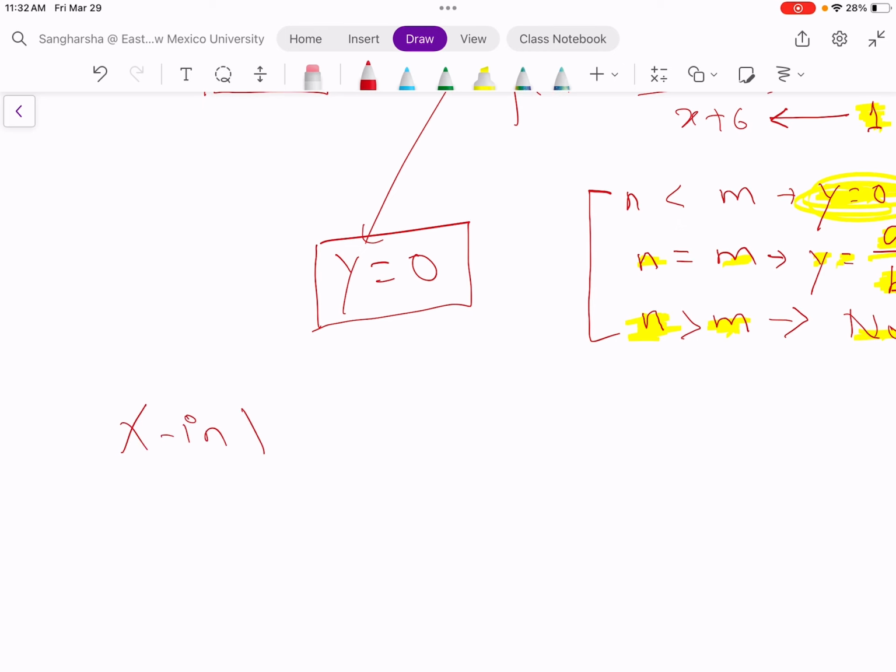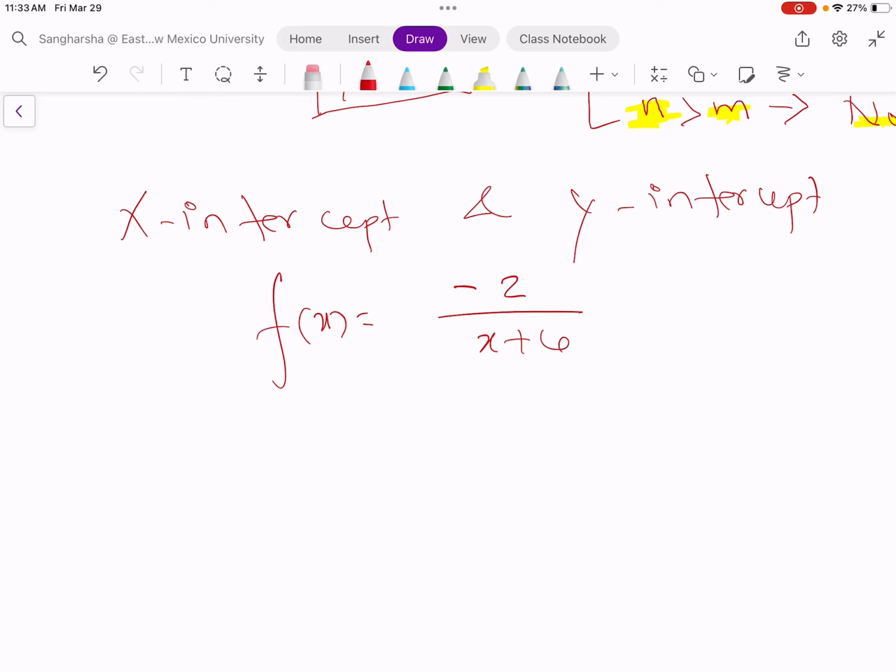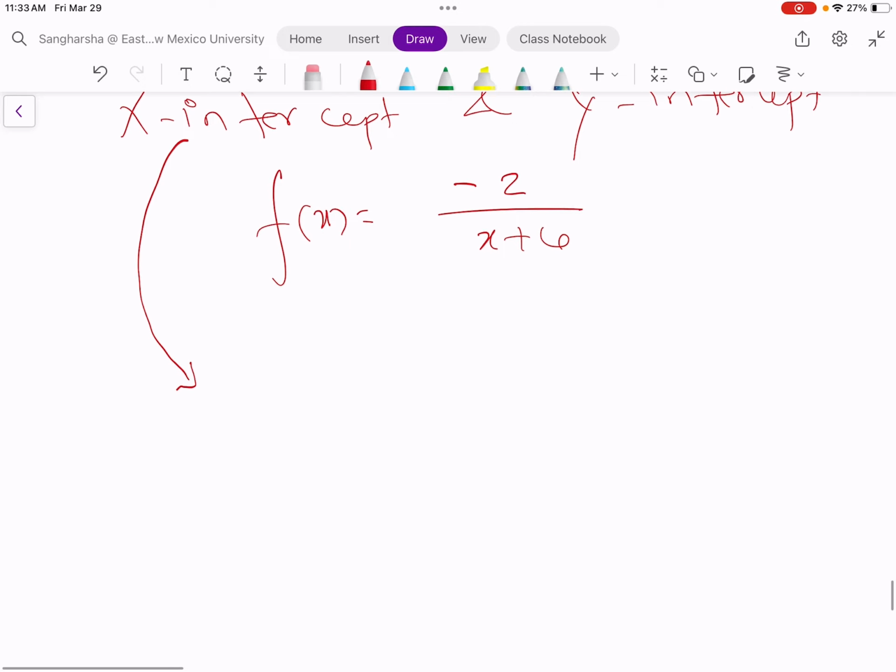Finding x-intercept and y-intercept. The function is f of x equals -2 over x plus 6. Okay, now how do we find the x-intercept? What do we need to do to find the x-intercept? Every point on the x-axis has a y-coordinate 0, right? So we substitute 0 for the y-coordinate, and in this case our y is f of x. So you substitute 0 for f of x in f of x equals -2 over x plus 6.